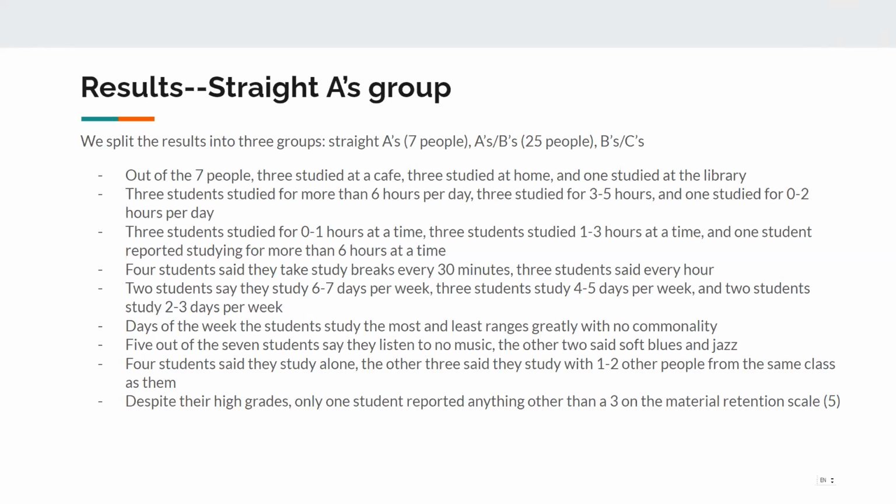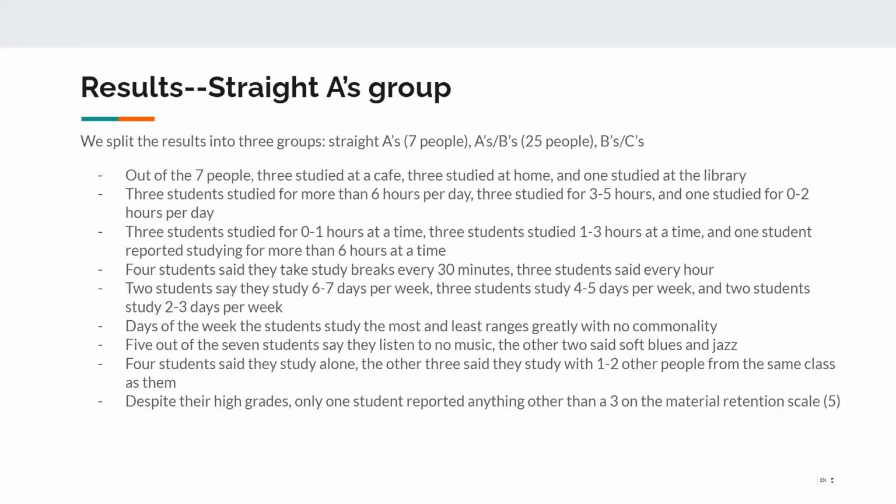4 students said that they take study breaks every 30 minutes, and the other 3 said that they take study breaks every hour. 2 students said that they studied 6 to 7 days per week, 3 said they studied 4 to 5 days per week, and 2 said that they studied 2 to 3 days per week. However, the days of the week that the students studied the most and the least ranged greatly with no commonality. Some students said they studied the most on weekends, whereas other students said that they studied the least on weekends. So we couldn't find a common day between all the students.